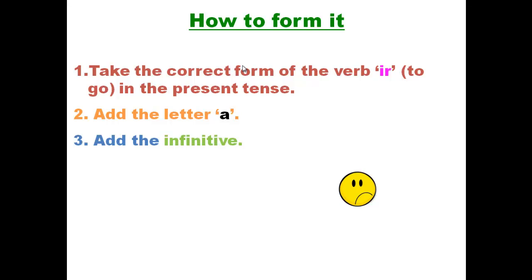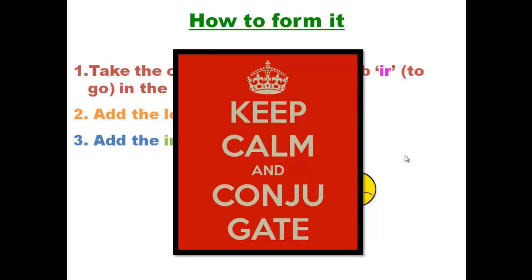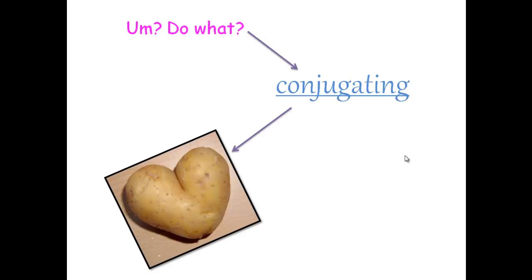Now, if you're looking like our unhappy smiley face here, don't worry. I'm going to take you through step by step to make sure you understand what I mean by the verb ir, what we mean by adding the letter a, and exactly what is the infinitive. And remember always to keep calm and conjugate. What we've prepared here is a template for how to form this particular tense. You can do it. Don't freak out. Don't panic. Just keep calm and conjugate. It's just about applying the steps that we're learning today.